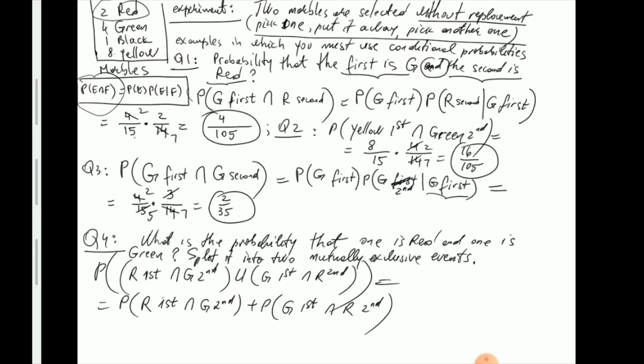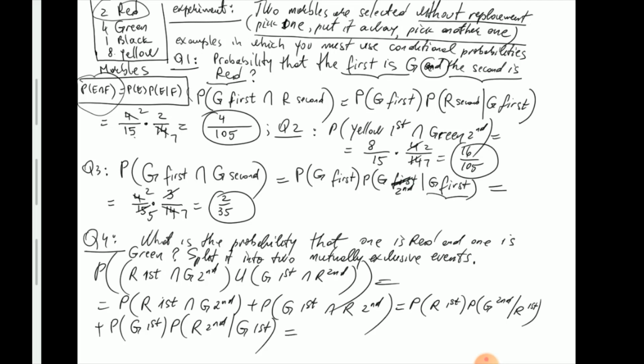And now each of them can be written in terms of conditionals. We actually computed them at the top, but I'm going to do it one more time just in case. So the first one is the probability of red first times the probability of green second given red is first, plus the second term, which is the probability of green first times the probability of red second given green is first. And now we can finally compute them.